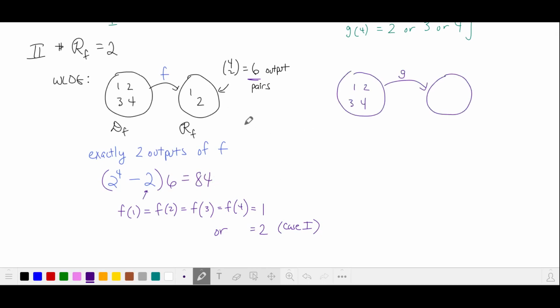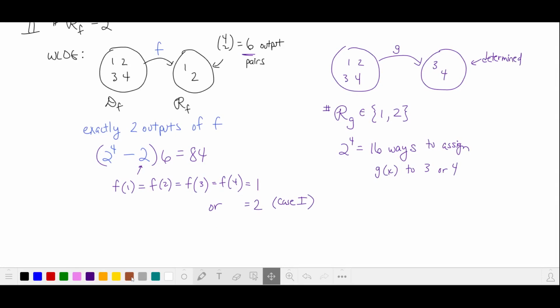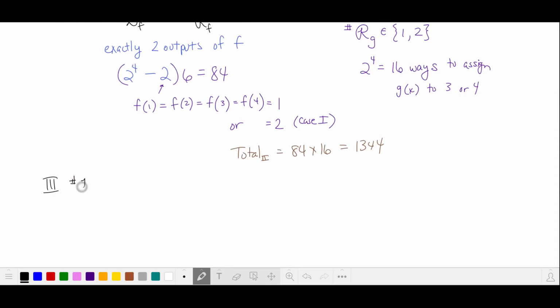If 2 of our numbers have been chosen as the output of F to make G disjoint, we choose the other 2. Here there are no restrictions on the number of outputs of G, so the range of G can have either 1 or 2 elements. So in this case, an input of 1, 2, 3, 4 can be assigned to either 3 or 4. That's 2 to the 4th, or 16 ways. We'll multiply these numbers to get the total for case 2. That's 84 times 16.